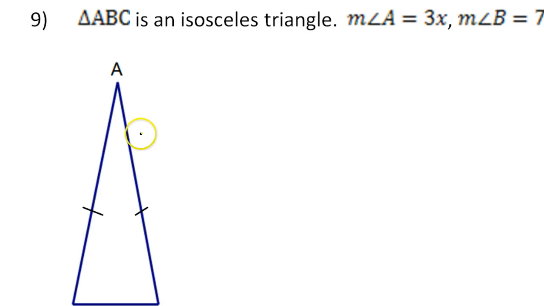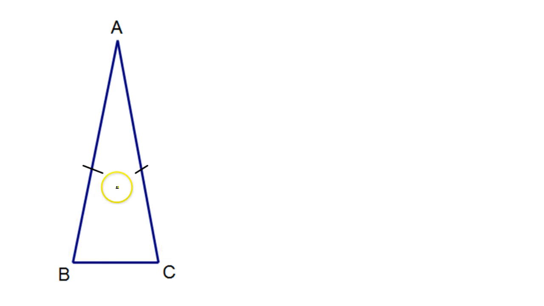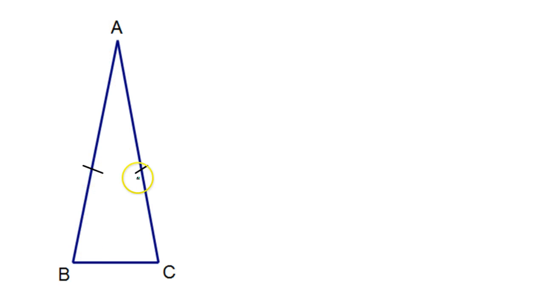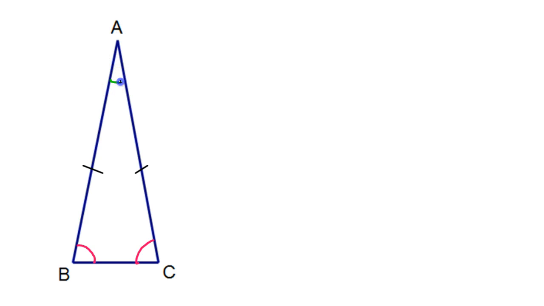Alright, in number 9 we have an isosceles triangle. So understand this, if you have an isosceles triangle, the base angles are congruent. So if these two sides are the same, then that means these two angles will be congruent. Okay, obviously angle A is doing something different. Maybe I'll make it a different color just to emphasize that. A is doing its own thing. But B and C are congruent.